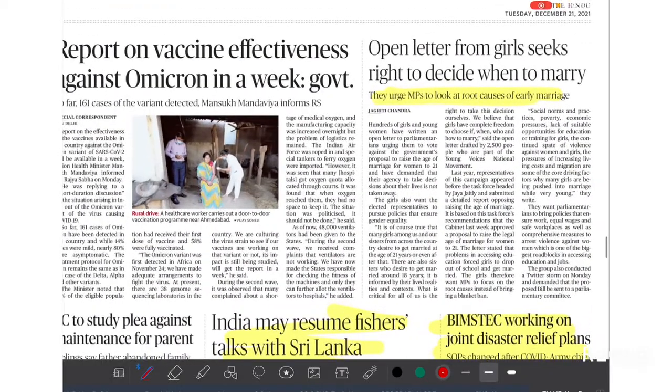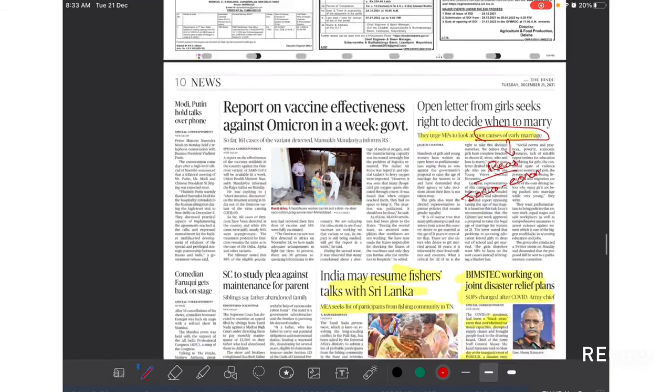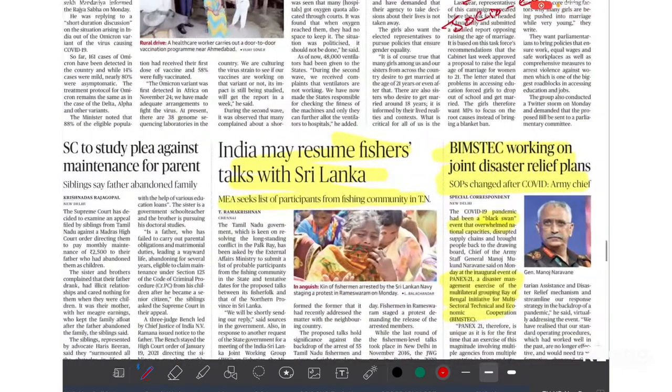They urge MPs to look at the root cause of early marriage. So child marriage and early marriage, understand the reasons. There are socio-economic reasons for it, understand them. Right, again a brief has been put in our Telegram channel. We can easily access the content from there.